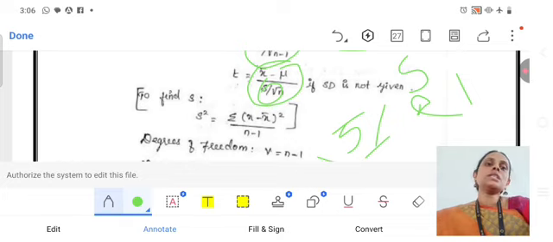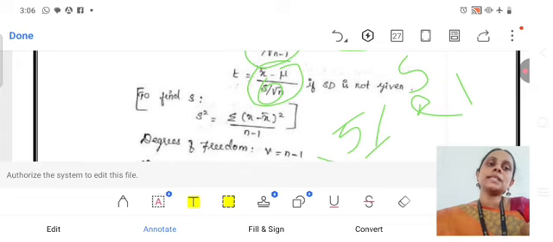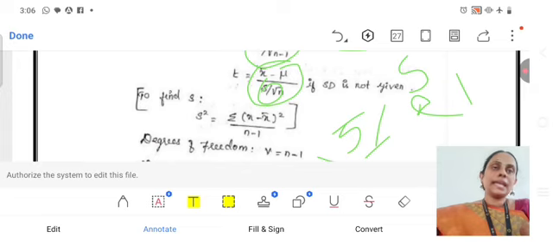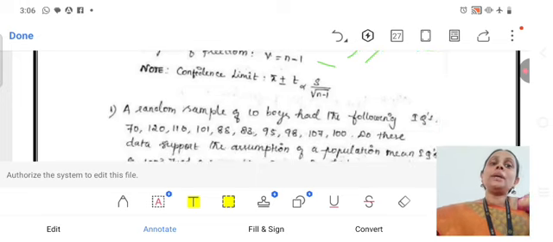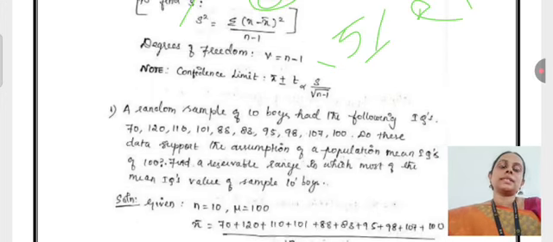The third step is the test statistic. If the standard deviation is given, we use the first formula. If the standard deviation is not given, we use x bar minus mu divided by s divided by root n. Next, pick out the critical value from the table. The last step is the conclusion. If the calculated value is less than the table value, H0 is accepted. If it is greater than the table value, H0 is rejected. If H0 is rejected, automatically H1 is accepted.